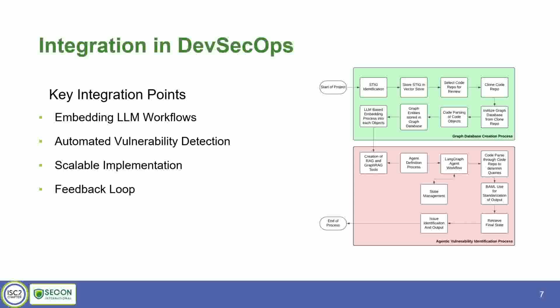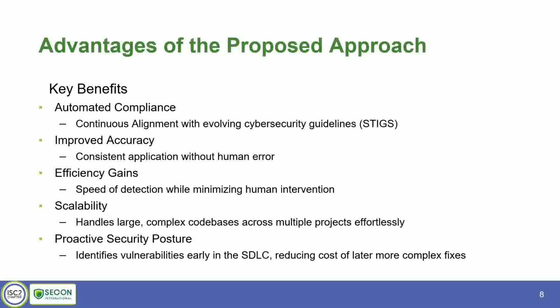Imagine a pipeline where every commit triggers an automated review by an agentic LLM. The system analyzes the code, checks against the latest STIGs, identifies vulnerabilities, and provides developers with real-time feedback. Meanwhile, compliance teams receive reports that ensure the organization meets all security requirements. By now, it's clear that integrating agentic LLMs into the cybersecurity review process isn't just a technological advancement, it's a necessity.